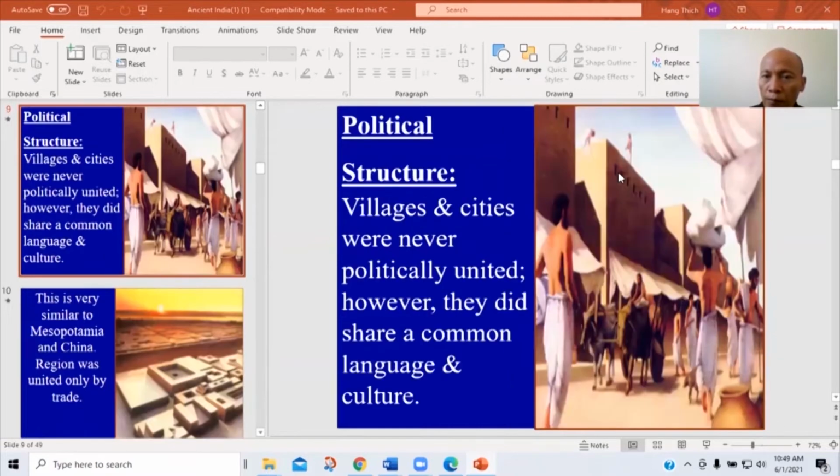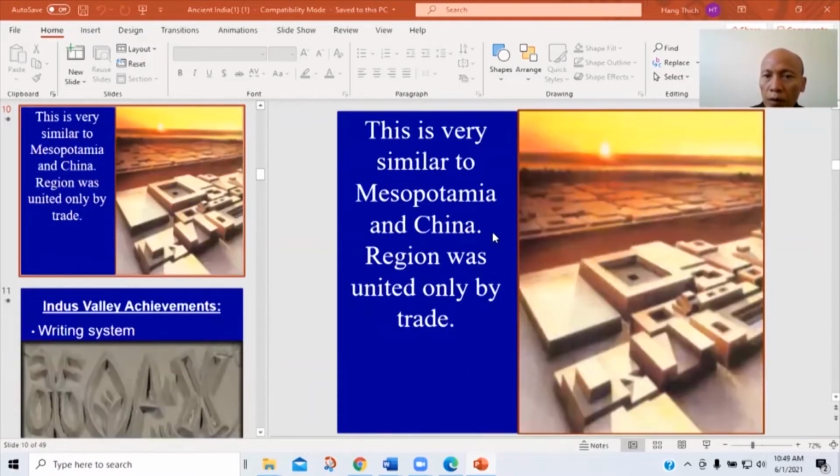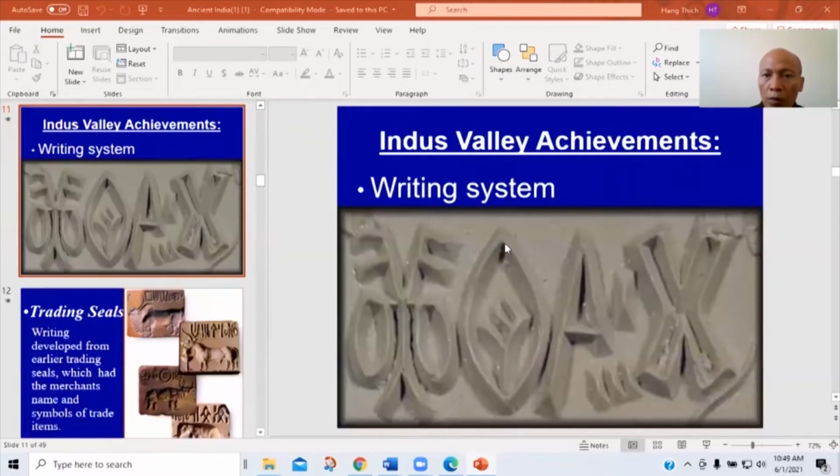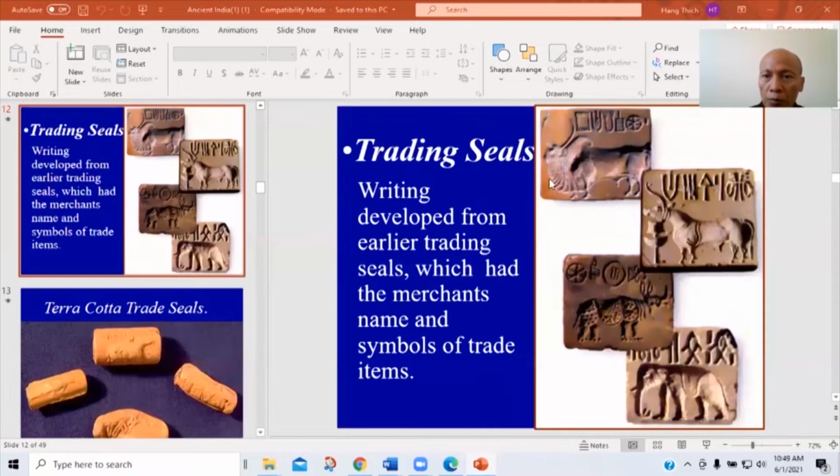For the political structure, they had villages and cities which were never politically united, but they shared a common language and culture. This is very similar to Mesopotamia and China. The region was united only by trade, and they had a writing system on seals. These are samples of the trading seals.